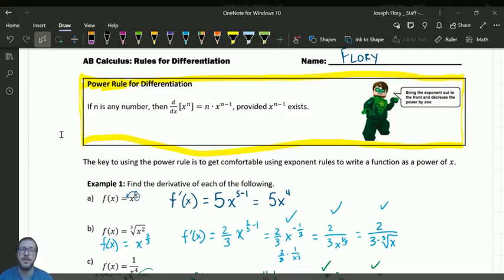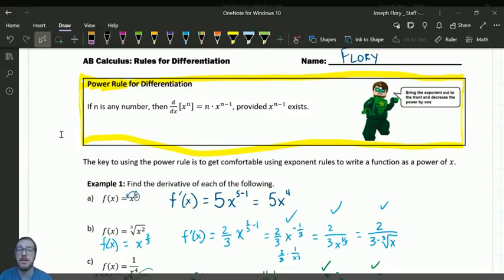Okay, so this is useful for monomials, for polynomials that are made with terms that have x to some power. We've got the Justice League to help us understand these rules today. Green Lantern says bring the exponent out to the front and decrease the power by 1.